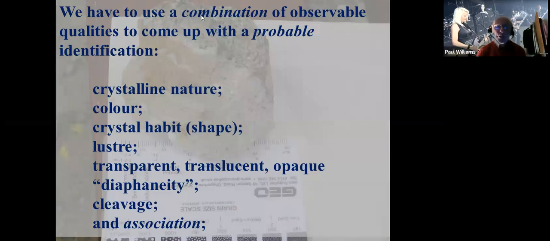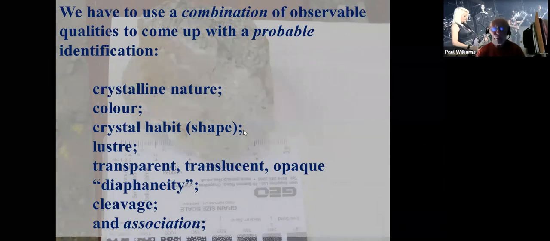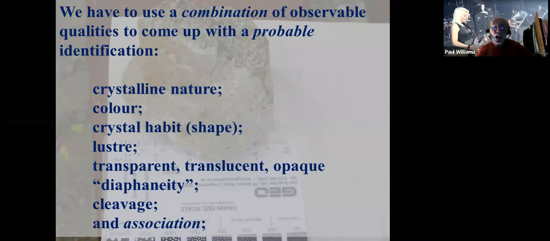And even by using a combination of the observable properties, these qualities, like the crystalline nature, the color, the crystal habit, the shape, the luster, the diaphaneity and the cleavage, using those combinations will still often only come up with a probable identification of the mineral. You could say it's possibly, or it's likely to be, but like I say, this is not always an exact science. And often the other thing we need to be doing is looking at the association.